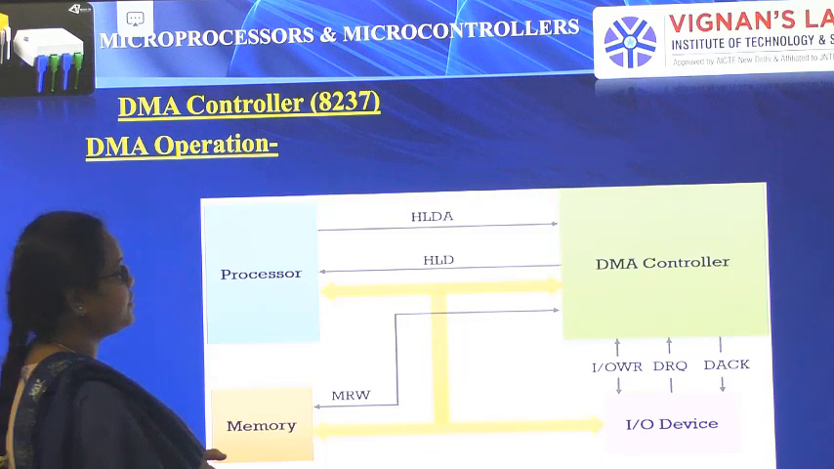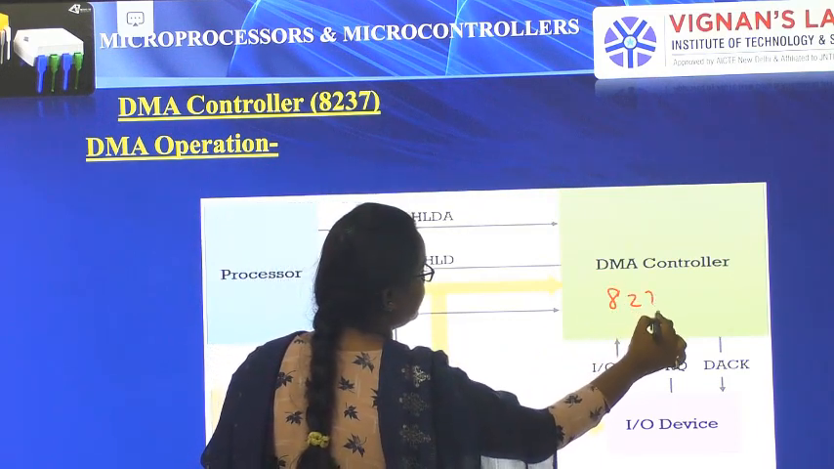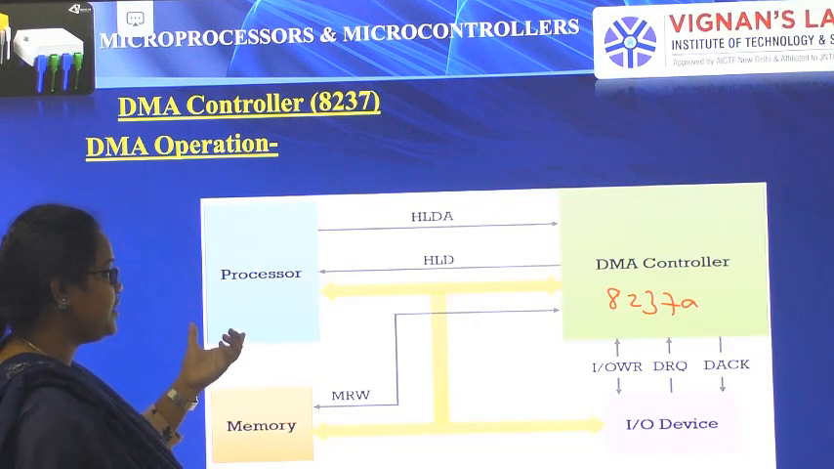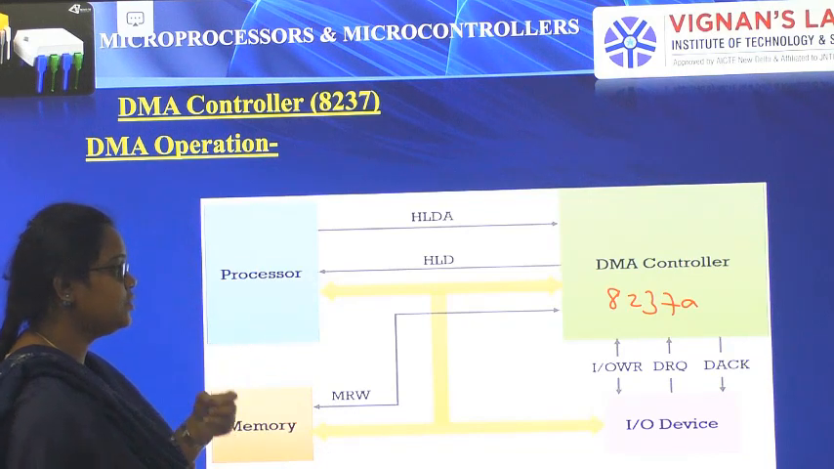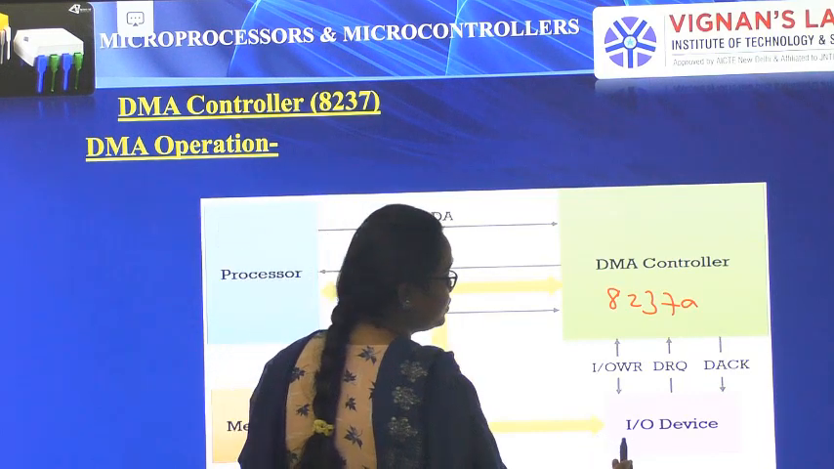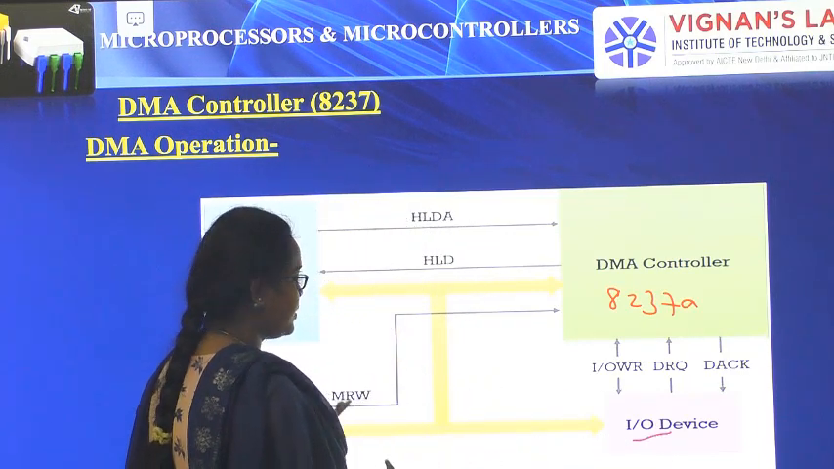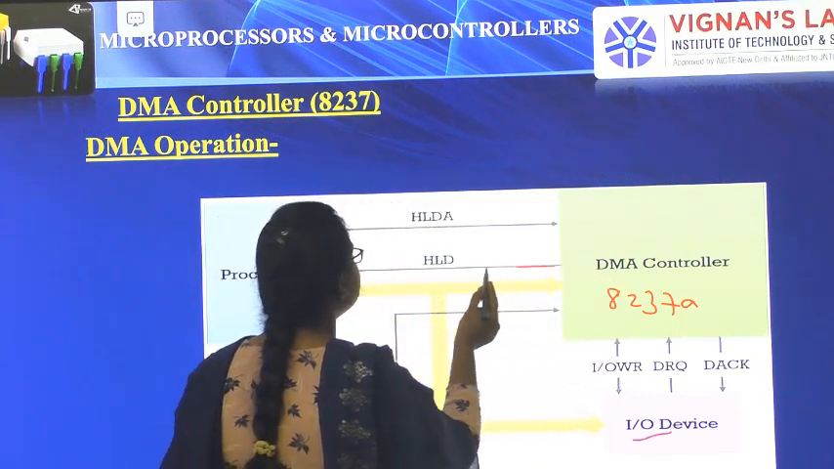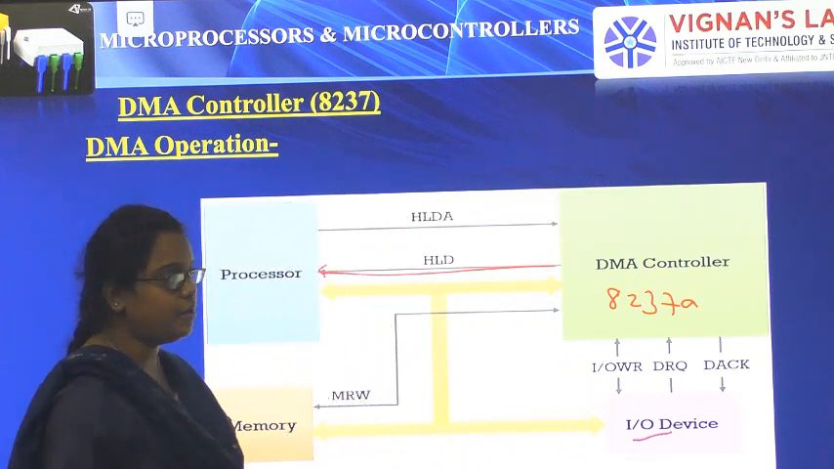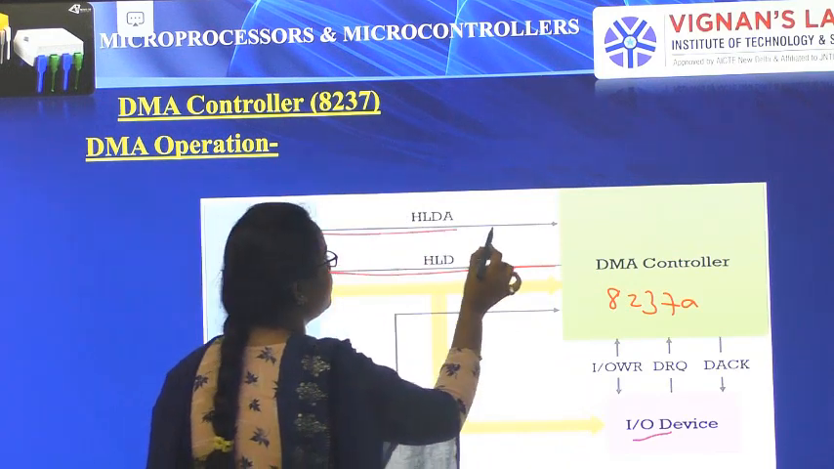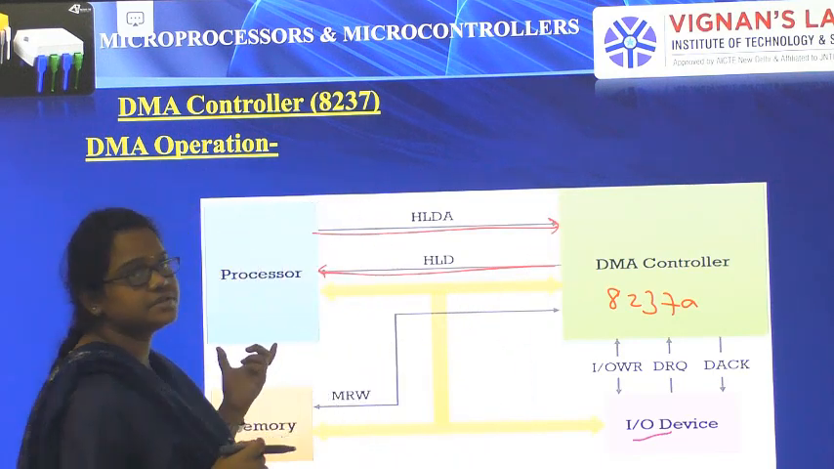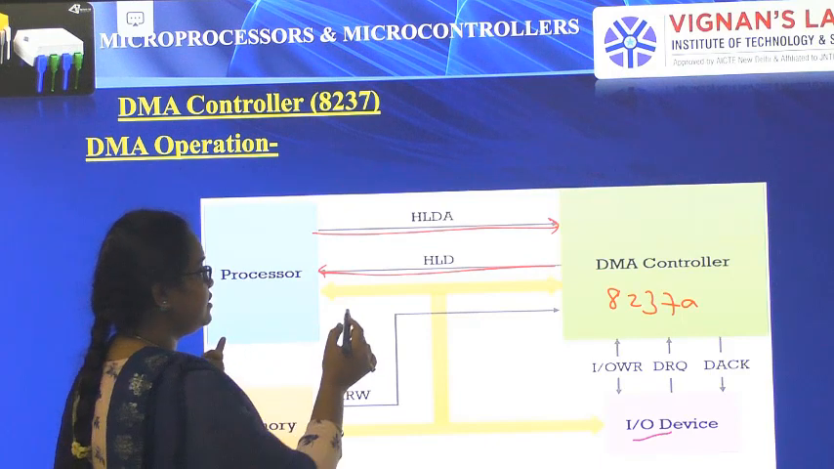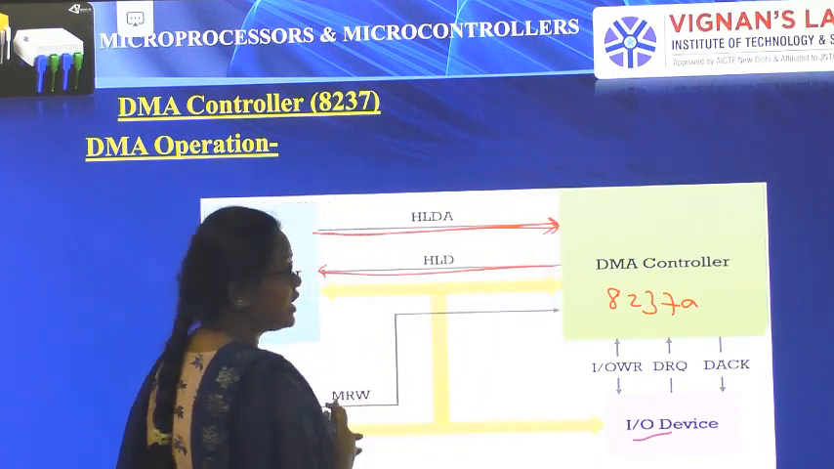So this is a DMA controller. We know the 8237A DMA controller handles the system bus without involvement of the processor, without involvement of the CPU. Whenever the input devices ask to send data from the memory, the DMA controller asks the processor by giving the command HOLD. Then the processor accepts the DMA controller request and sends the information HOLD acknowledgement.